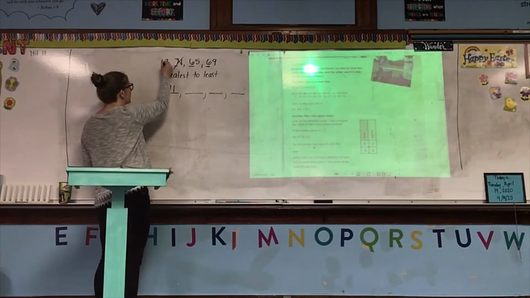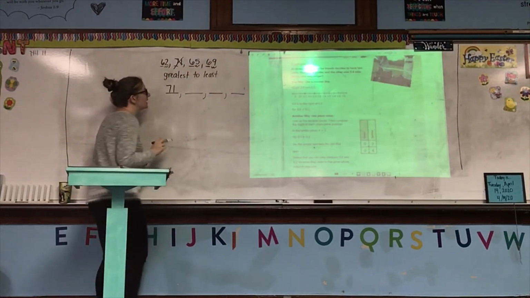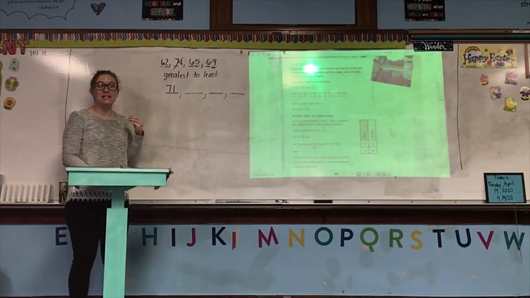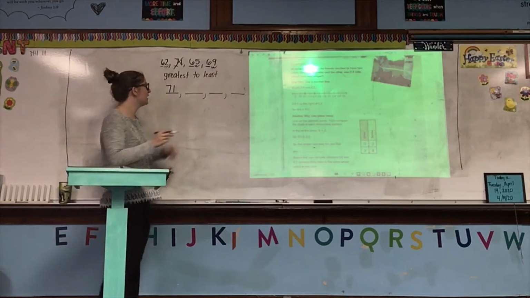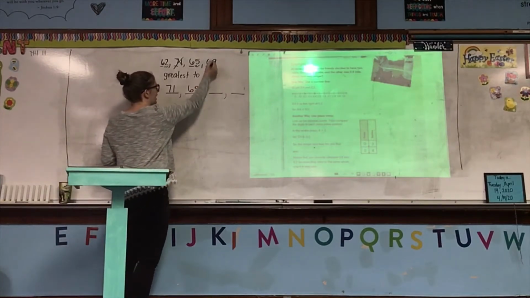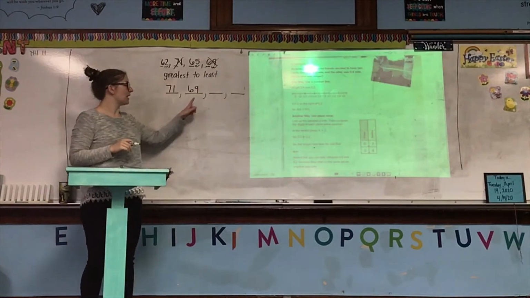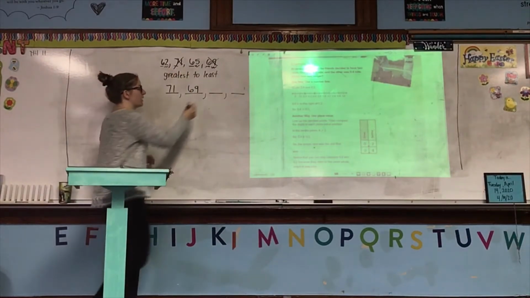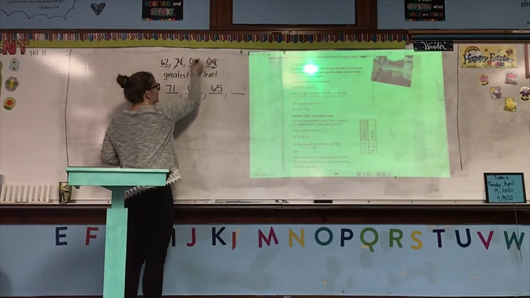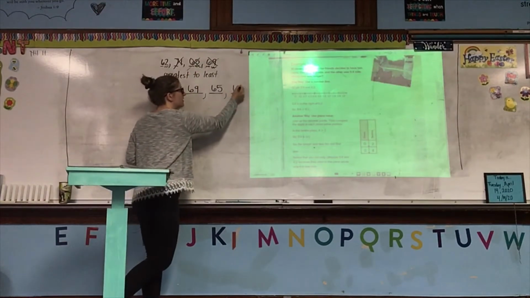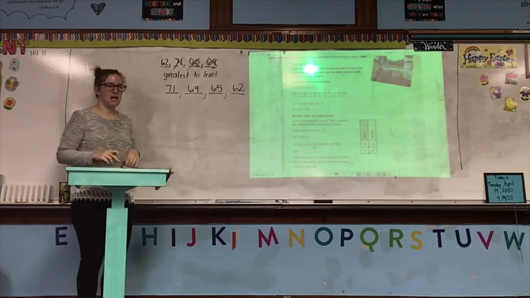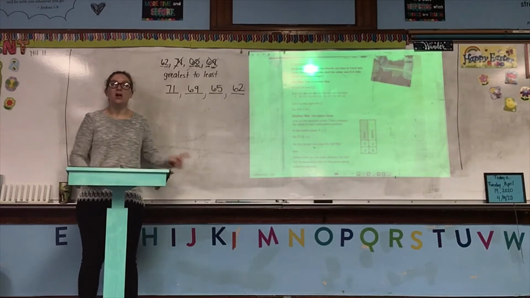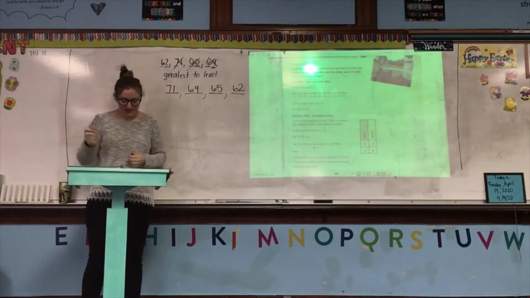So now we need to look at the ones place. If we're ordering from greatest to least, now we need to find the greatest digit in the ones place, which is this 9. So that means 69 comes next. Now we need to look for the number that comes next. Is 5 or 2 greater? Well, 5 is greater, which means 65 comes next, and we only have one number left. So that means 62 goes at the end. So remember, you're looking at place value and you're looking at the digits in each place value. You always start with the greatest place value.